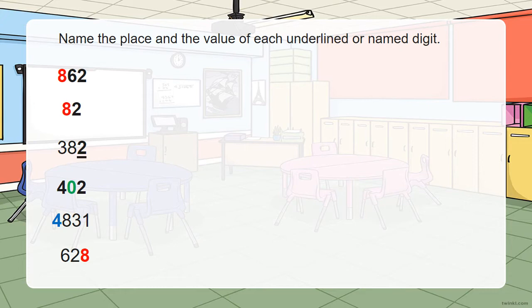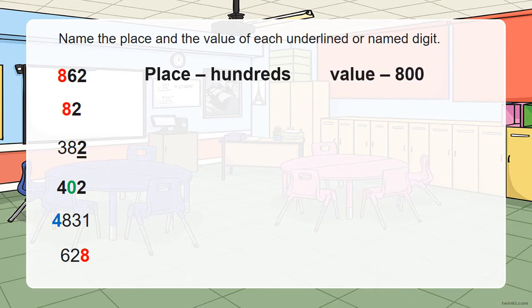Let's go and look at the first one. The digit 8 in that number, which place will it be? It will be in the hundreds place. Look and see how hundreds is written. But what is the value of that? It is 800. Let's look at the second one, the red digit. Which place will that be in? It will be in the tens place. What is the value? The value is 80.